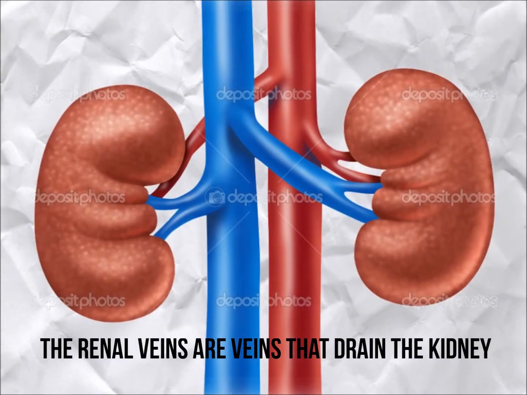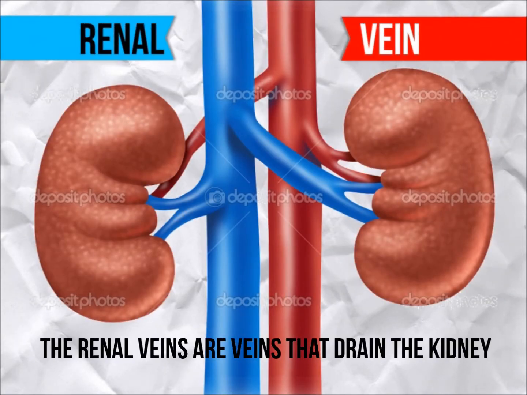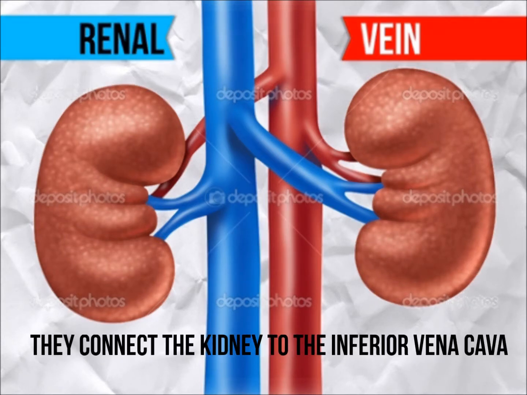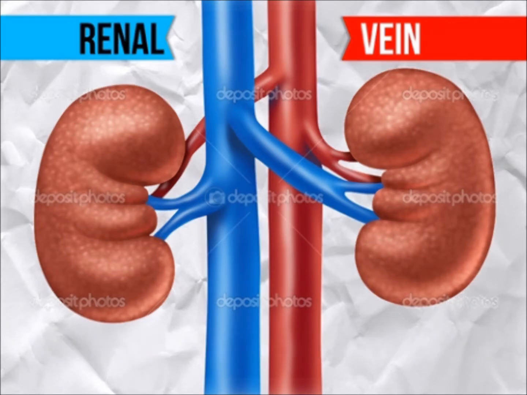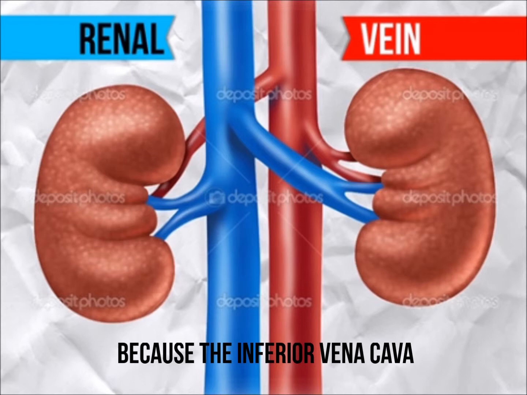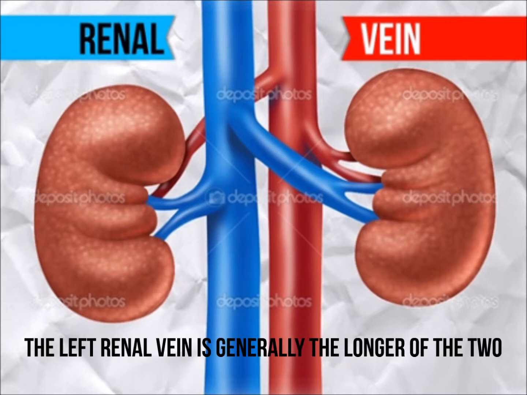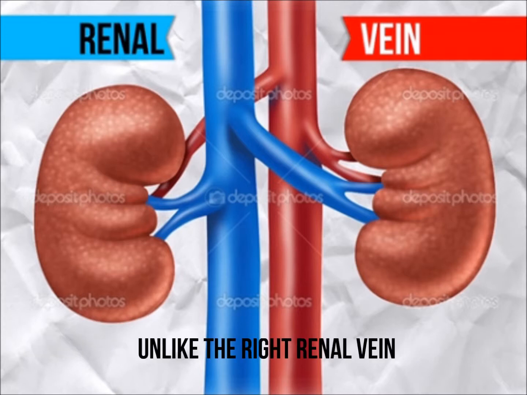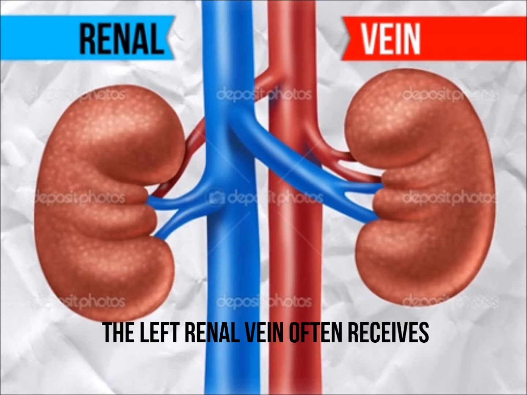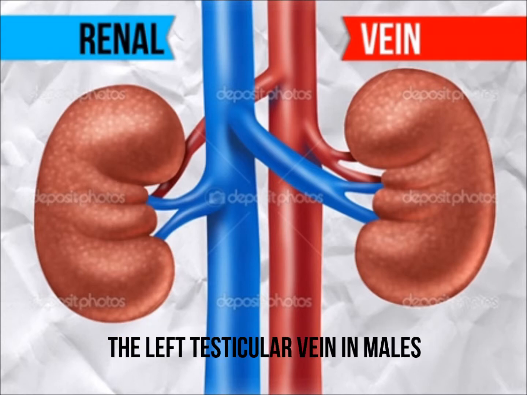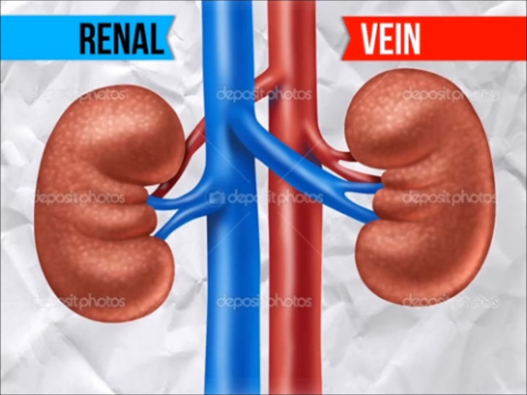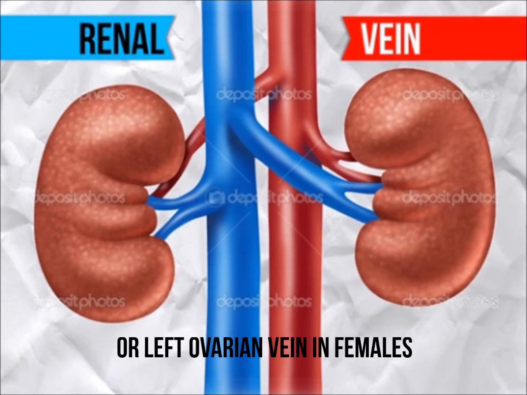Renal vein. The renal veins are veins that drain the kidney. They connect the kidney to the inferior vena cava. Because the inferior vena cava is on the right half of the body, the left renal vein is generally the longer of the two. Unlike the right renal vein, the left renal vein often receives the left testicular vein in males or left ovarian vein in females.